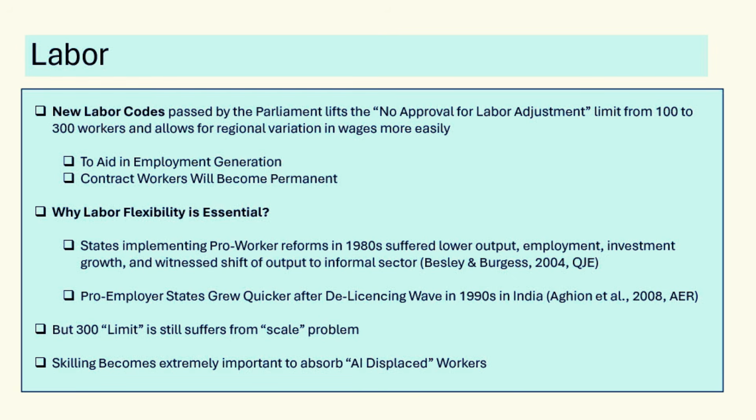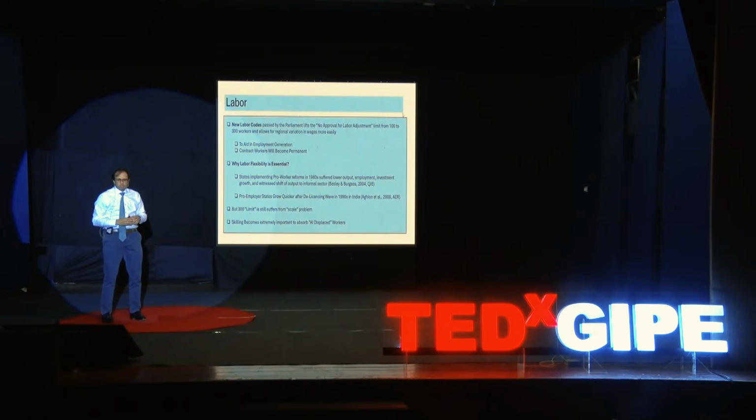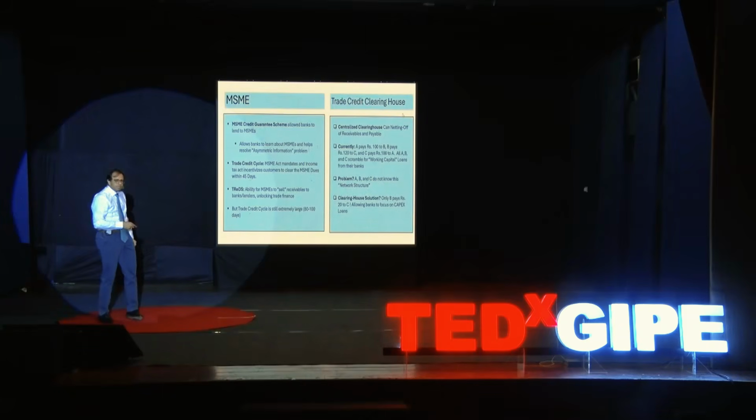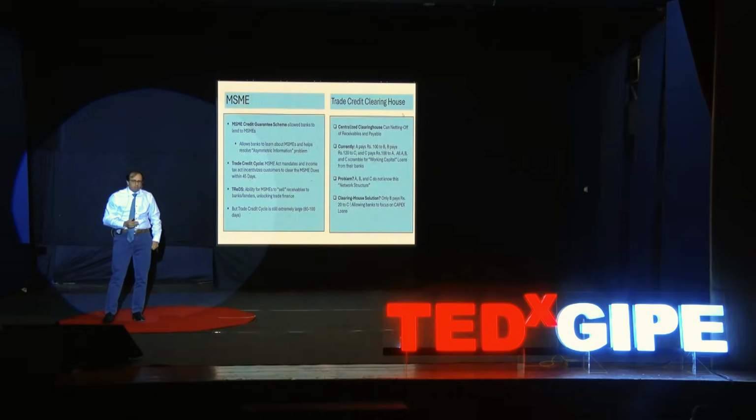Skilling is going to become extremely important. We have the focus, but we have not been able to translate it into action, because for AI-displaced workers, creating capabilities to adapt to the newer environment is going to be challenging for our workforce, and we need that. And I'm talking about the bottom of the workforce, not skilled workers in any case. For MSMEs, we have done a lot.